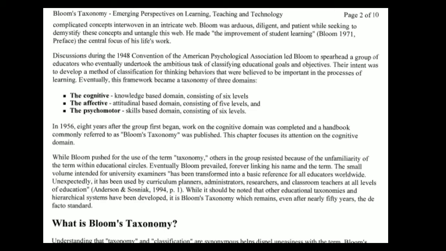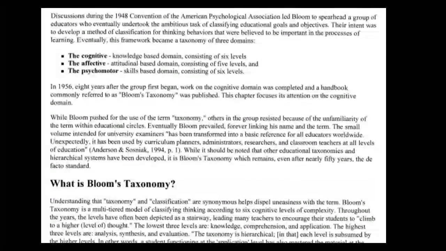Eventually, this framework became a taxonomy of three domains: the cognitive, that is knowledge-based domain consisting of six levels, the affective, attitudinal-based domain consisting of five levels, and the psychomotor, skill-based domain consisting of six levels. In 1956, 8 years after the group first began, work on the cognitive domain was completed and a handbook, commonly referred to as Bloom's taxonomy, was published.